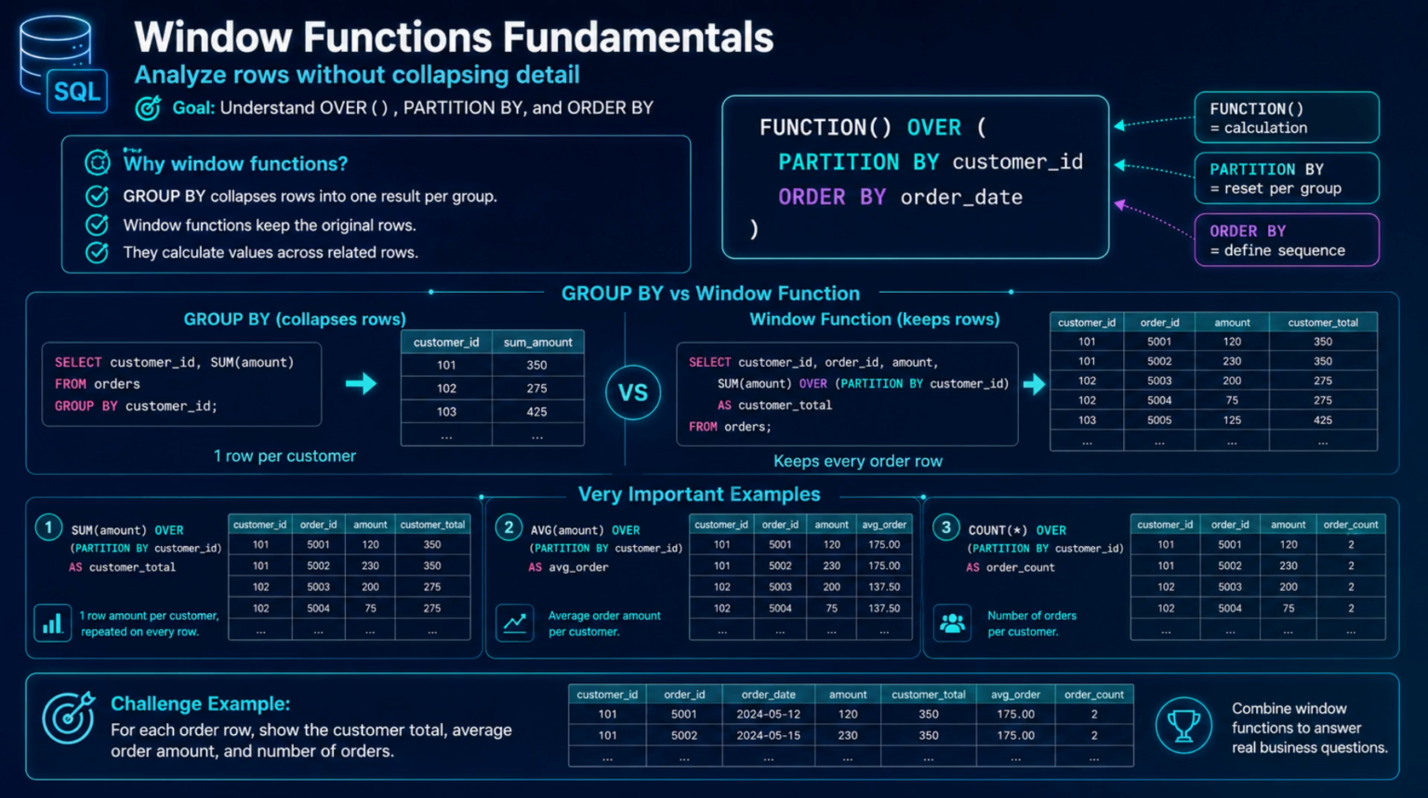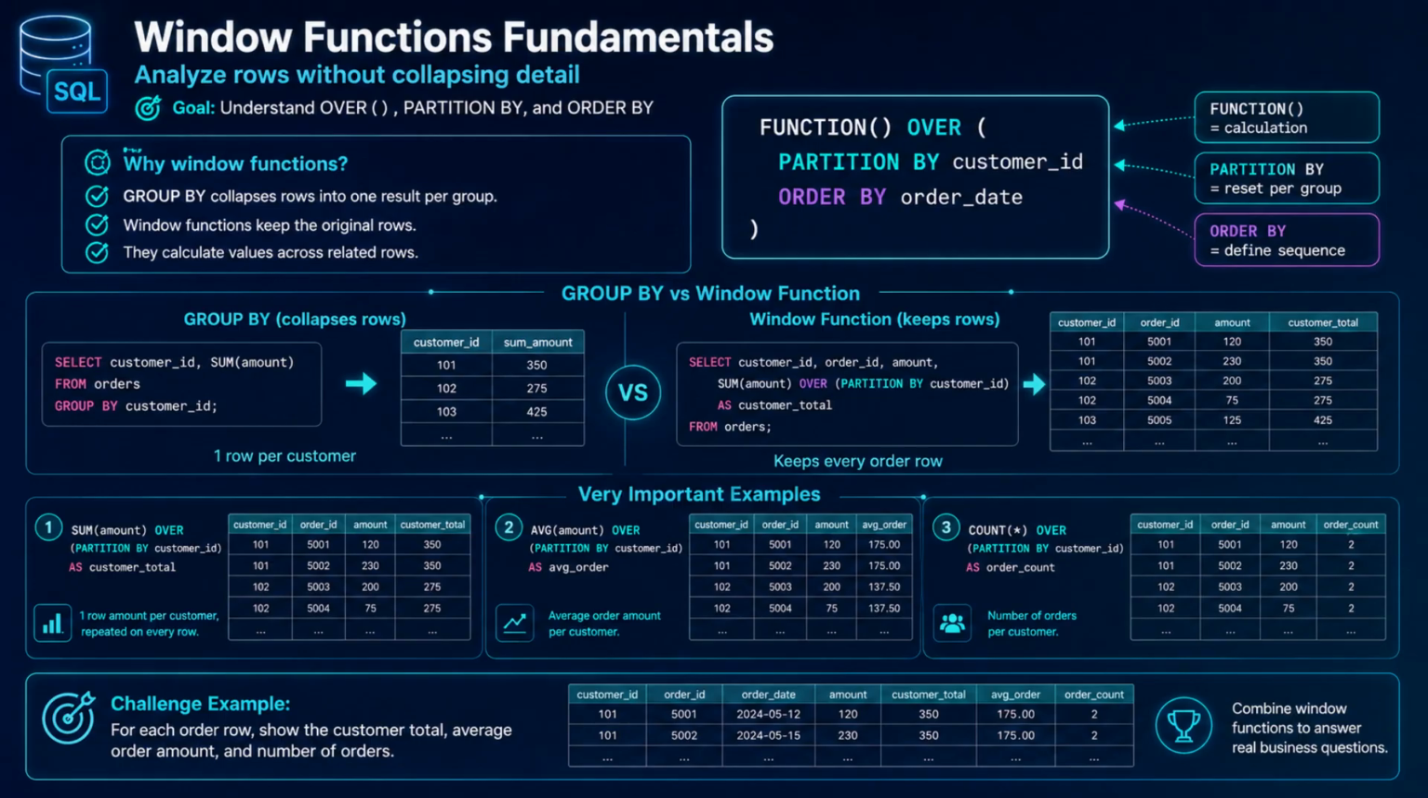Now let us talk about window functions. These are one of the most important advanced SQL topics that every data analyst or developer should understand. The key idea is this. Window functions calculate values across related rows, but they do not collapse the original rows, unlike other SQL operations.